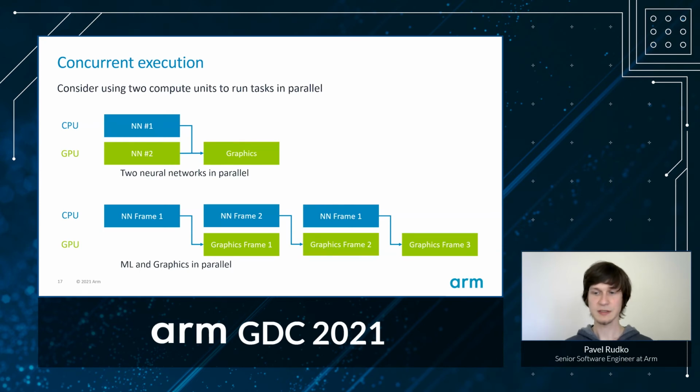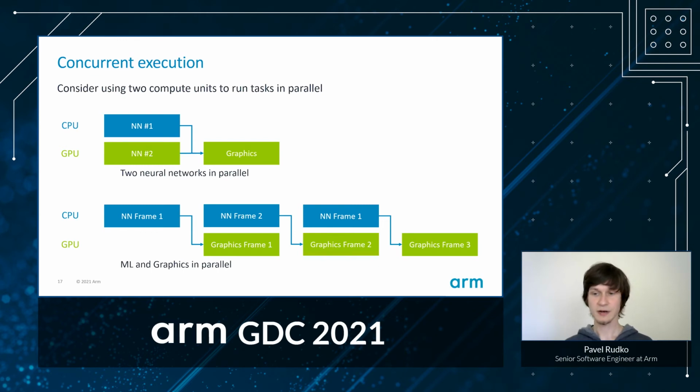One thing to consider is using different compute units to execute different workloads at the same time. For example, if there are two neural networks, then one of them can be executed on a CPU and another one can be executed on a GPU. Or if, for example, we have only one neural network, then we can execute it on a CPU, and the GPU will be busy with graphics and it will be run in parallel.